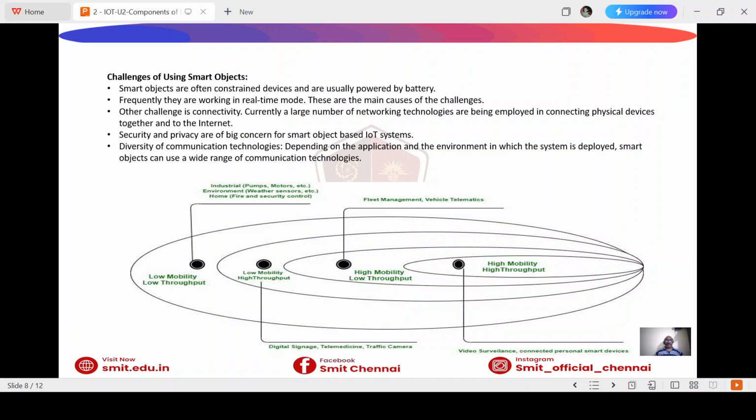And you see the diagram, right from the left to the right corner, you have low mobility and low throughput. That means low speed and low response. The next level is low mobility, high throughput. So with low mobility, you have the digital storage camera, telemedicine and traffic camera. All this comes into this particular concept. If you go further, high mobility, low throughput means high speed fleet management systems, vehicle telematic systems, and the response is very low. And the next, rightmost part is high mobility and high throughput, which is used in video surveillance cameras and connected business smart devices. So these are the various levels of mobility as well as throughput of smart objects.